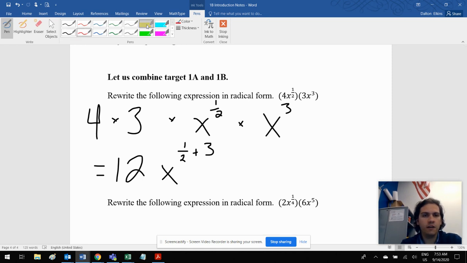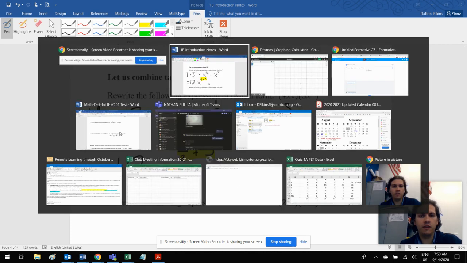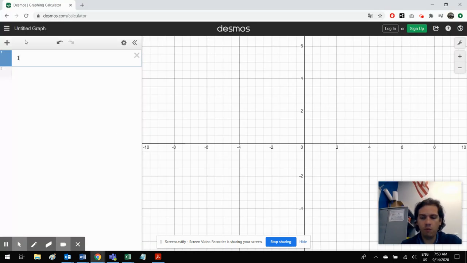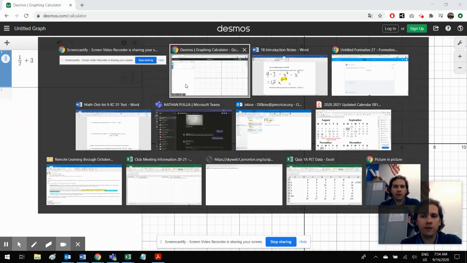Now, here's the important part about this. We need to do this in Desmos, and I'll show you why. I'm going to go into Desmos. I'm going to change my screen. I'm going to do 1/2 plus 3. Now this gives you a decimal, but if you actually hit this button right here, it'll give it to you in the form of a fraction. I'm going to post in the Teams page how to do this, but this is the fraction that we care about. So let's go back to our document.